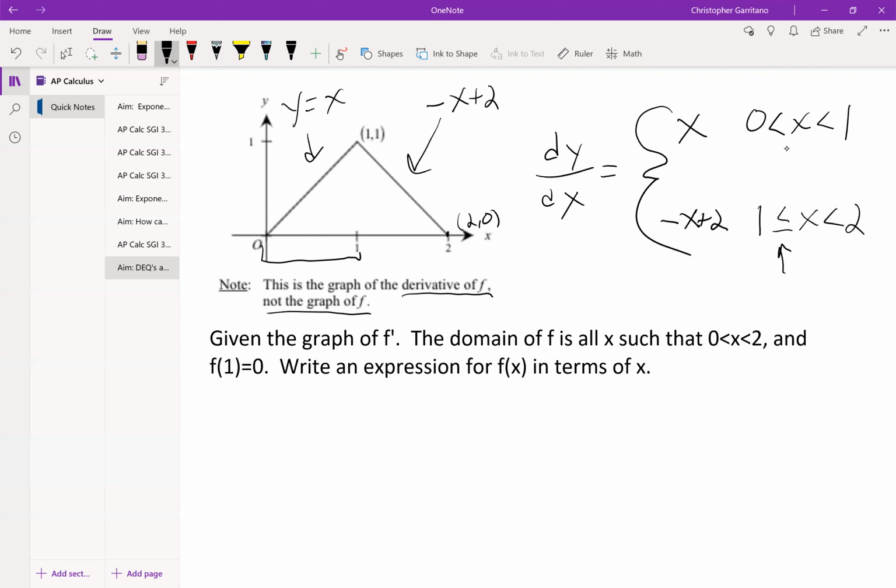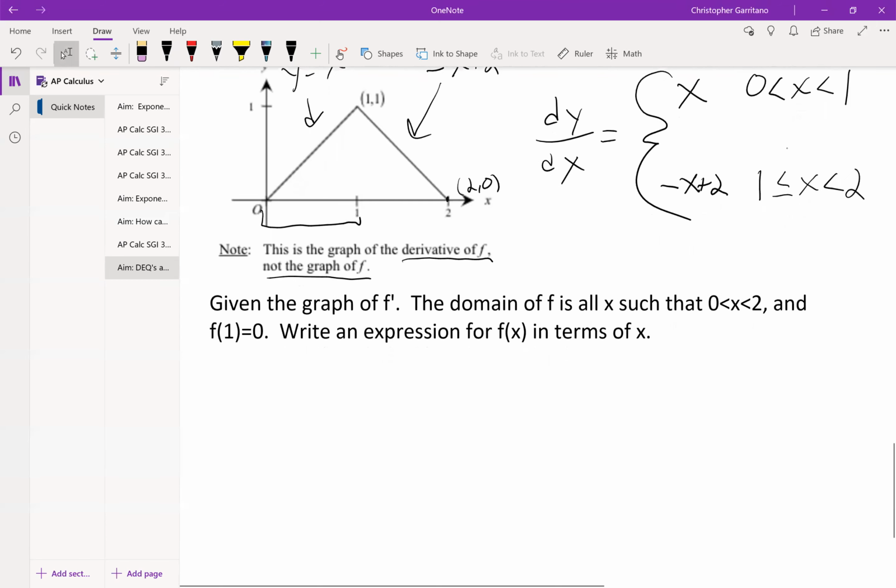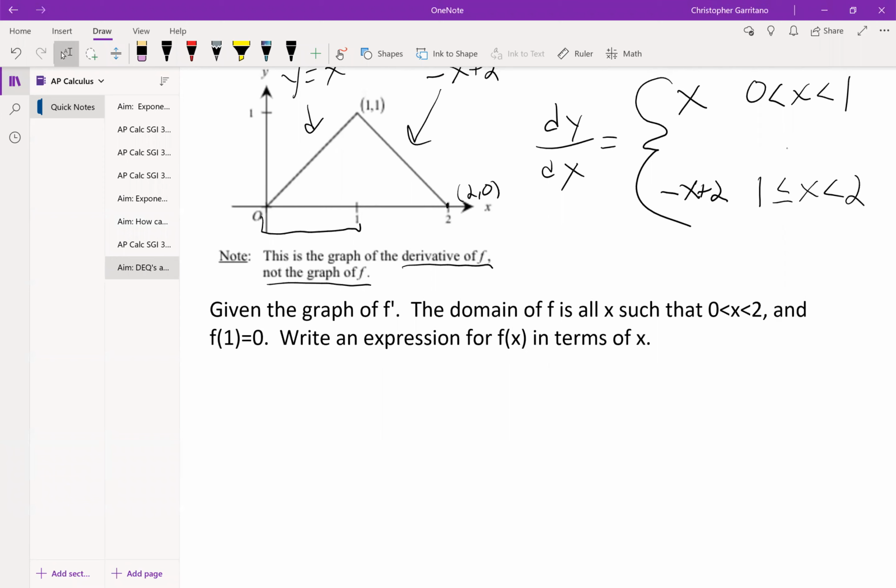So I had to choose one of these two branches, but you'll notice it doesn't matter which one I choose, because the upper branch evaluated at 1 is 1, and the lower branch evaluated at 1 is also 1. So it really doesn't matter which one you choose. Okay, now, moving forward, we want to find f of x.